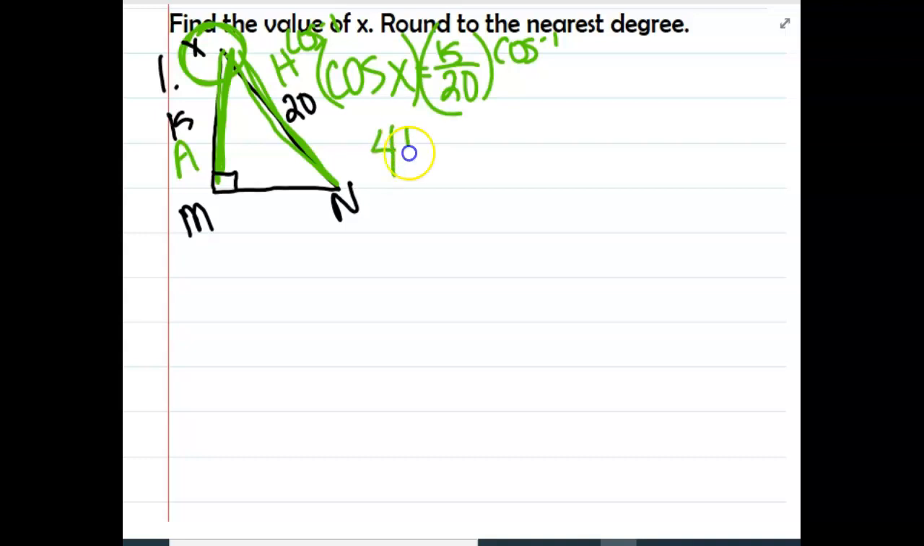And once again, I want you guys to practice to make sure you can get the right answer. You should get 41. And just like yesterday, if you are not able to get that with your calculator, you need to let me know.